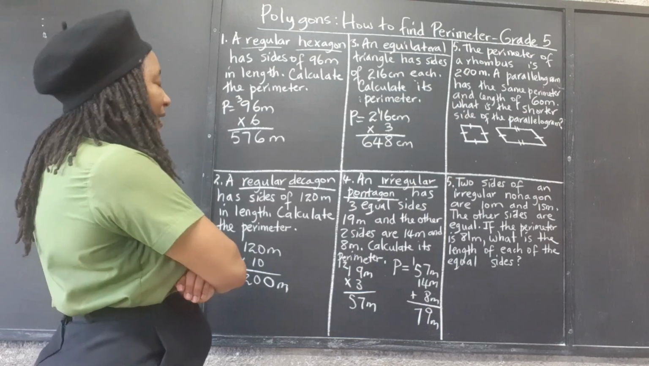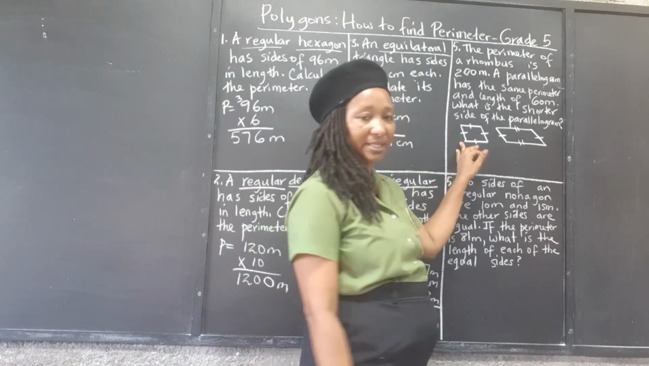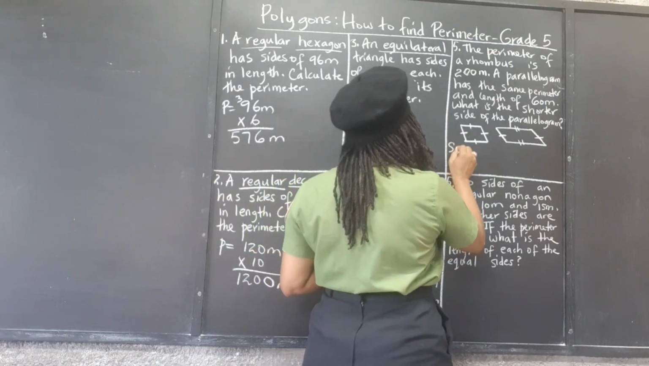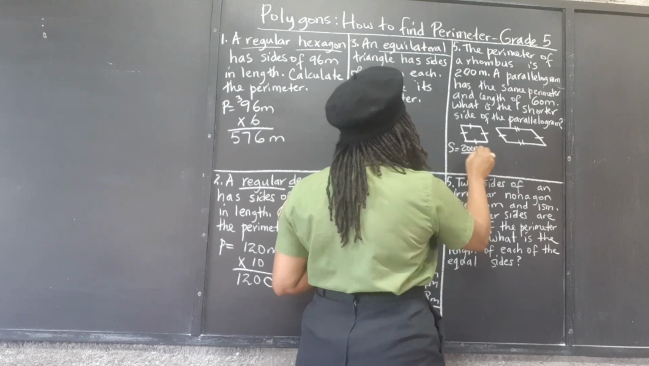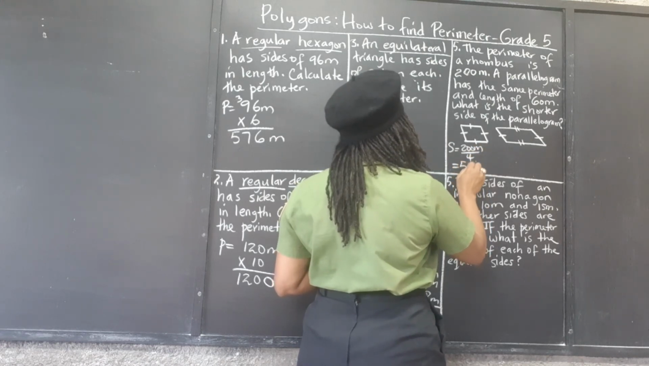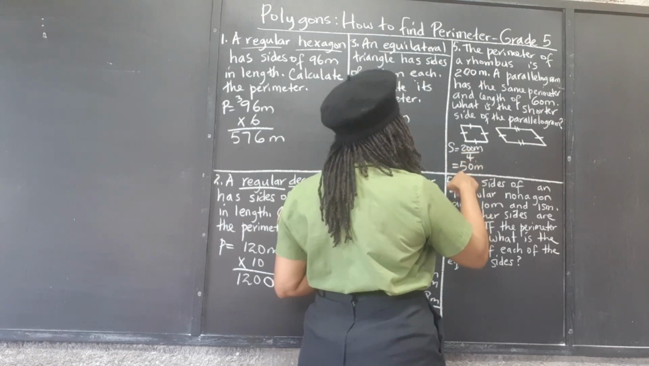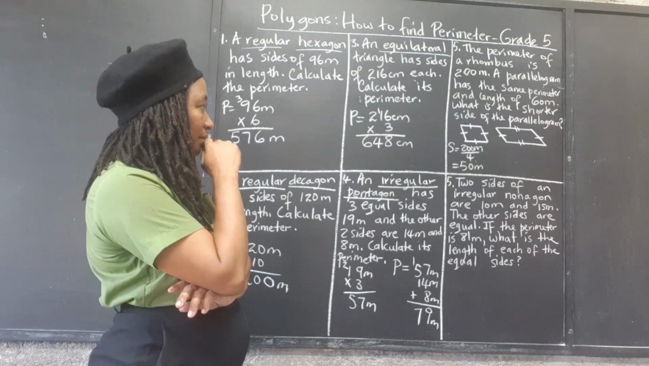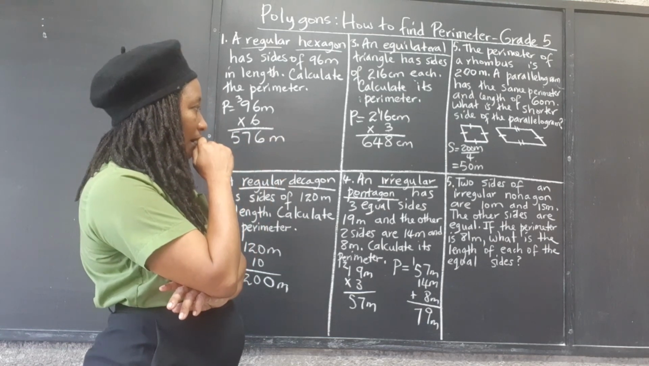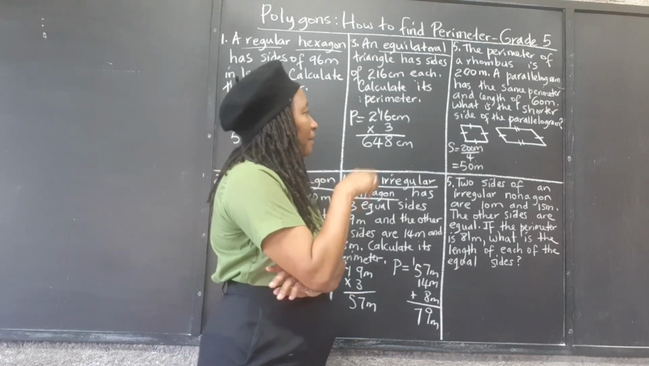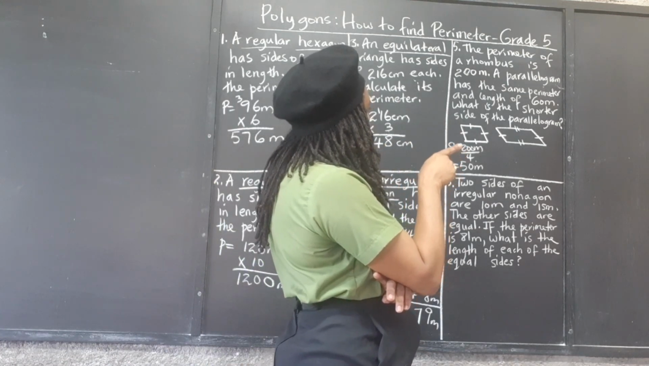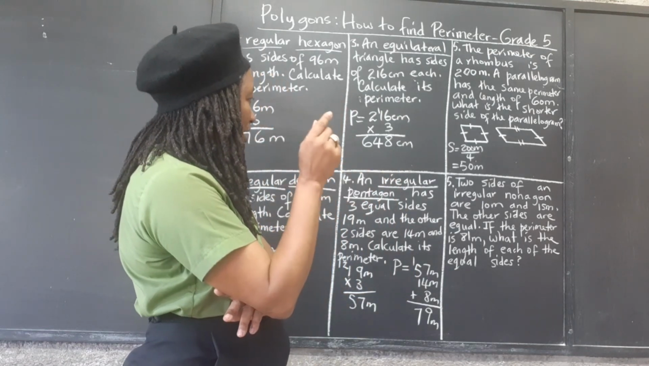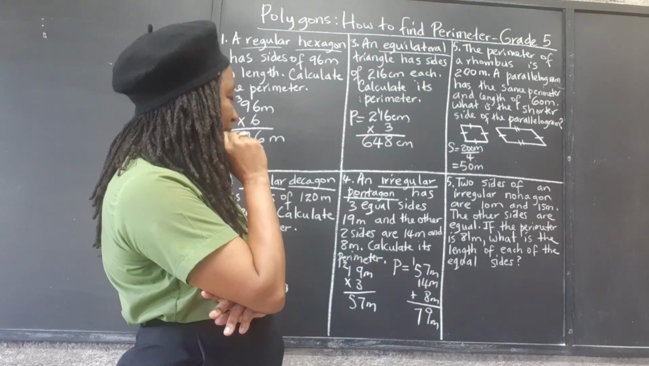Now, since the rhombus has 4 equal sides and the perimeter is 200 meters, each side of the rhombus is 200 meters divided by 4. And we know that's 50, because 4 goes into 20 5 times, 4 into 0, 0. So each side of the rhombus is 50. Now, the parallelogram has the same perimeter as the rhombus, so the same 200 meters across. Actually, we didn't even need to find the side of the rhombus.